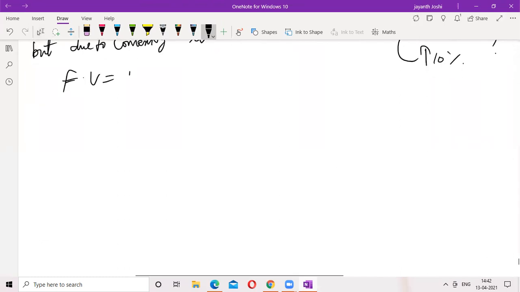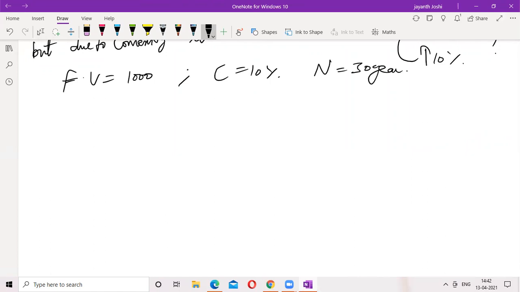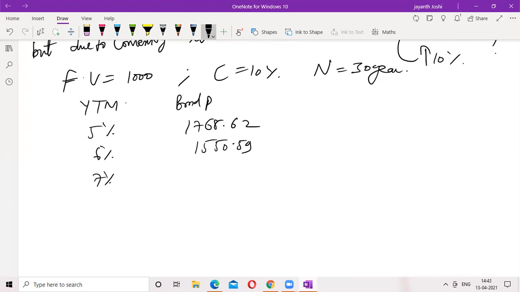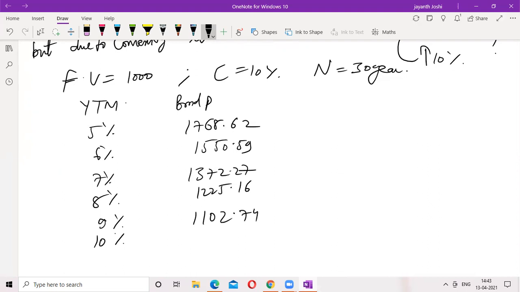Face value of the bond 1000, coupon 10%, 30 years is the maturity. Okay, so yield to maturity we are seeing, and we are seeing how the bond price is changing. If the yield to maturity is 5%, the bond price is, let's say, 1768.62. At 6%, the bond price is decreasing, 1550.59. If it is 7%, the bond price is decreasing, 1372.27. 8%, 9%, this is the data I've just taken from some text. At 10%, it is 1000.